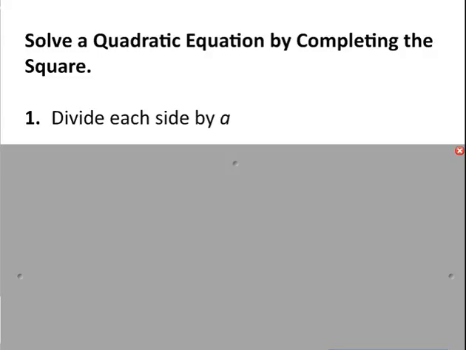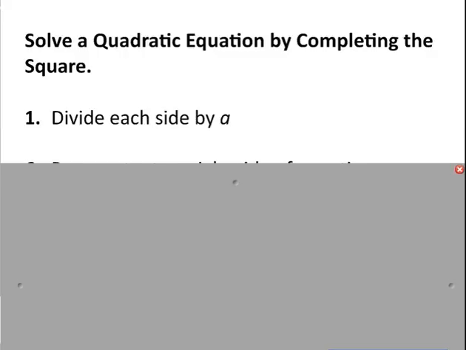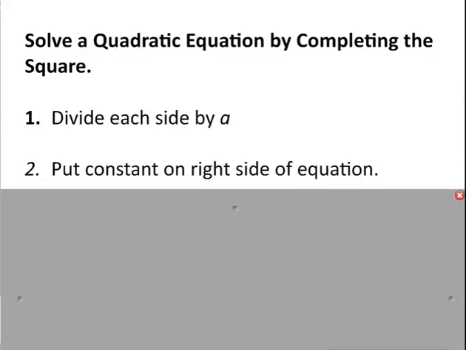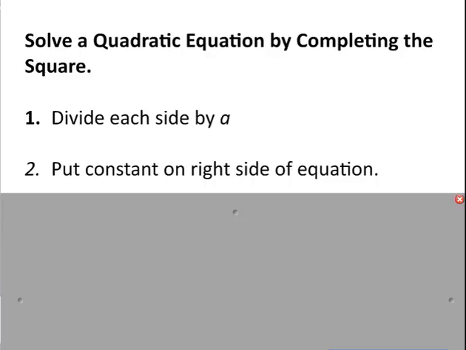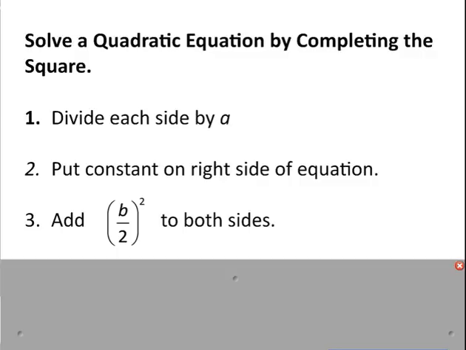Let's talk about solving a quadratic equation by completing the square. The first thing you're going to do is divide each side by a. A lot of this is going to make more sense when we actually do it with numbers, but let's just go through the steps. Second thing you want to do is put the constant on the right-hand side of the equation. Third step. This is just a fancy way of figuring out what was in the bottom right-hand corner. So whatever number was in the bottom right-hand corner of that square, that's what we're going to add to both sides.